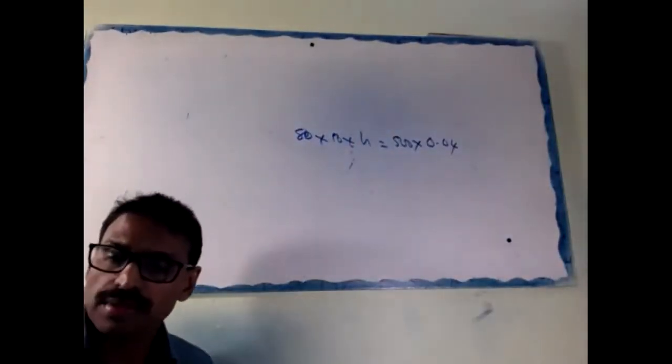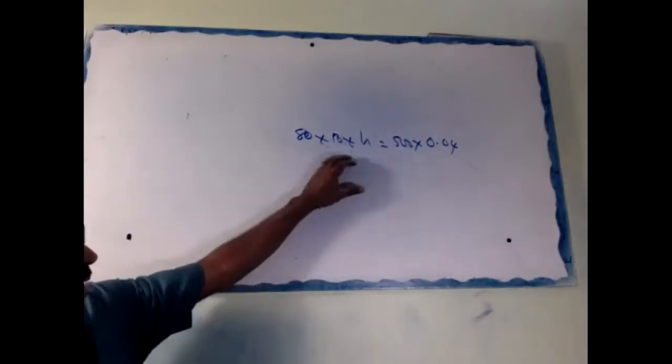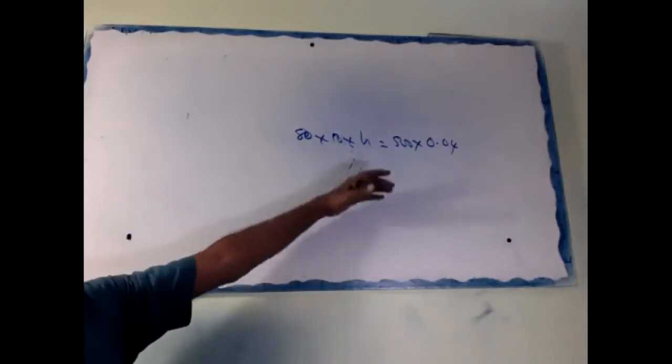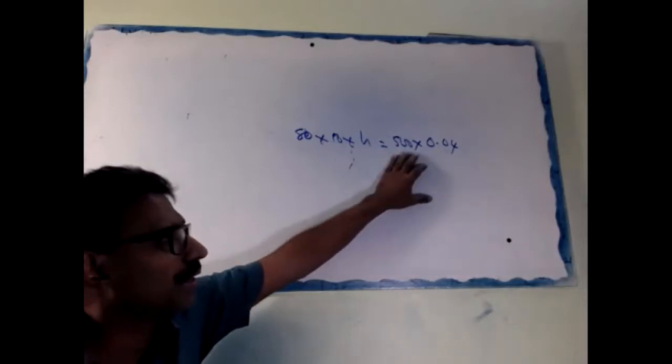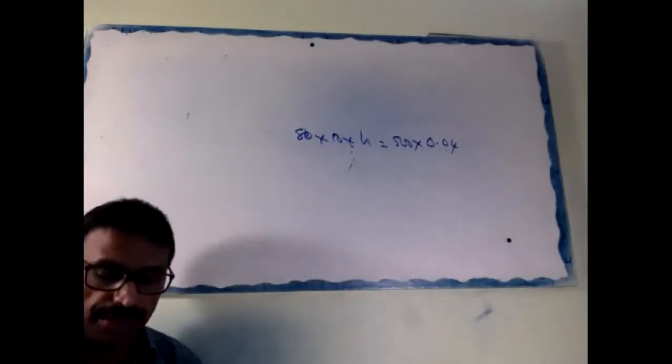Because the volume of water rise is equal to the volume of water in the tank, right? So find out h.